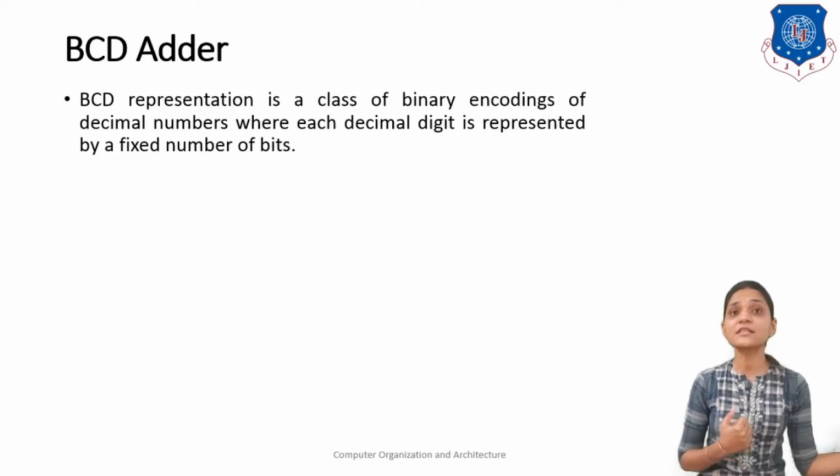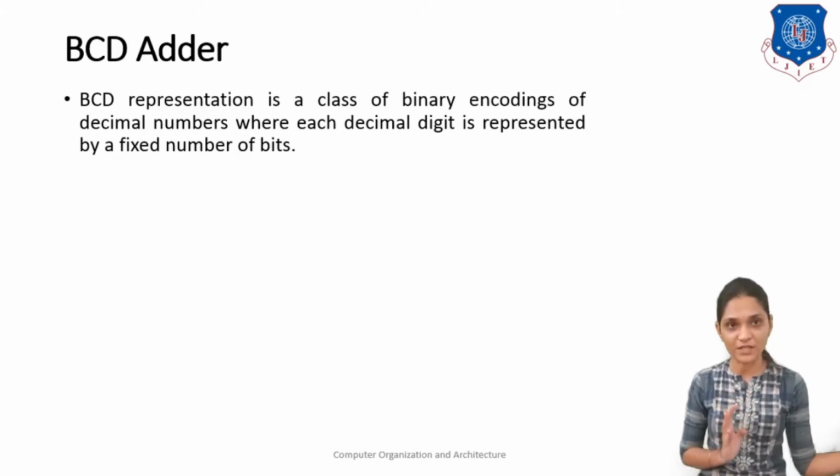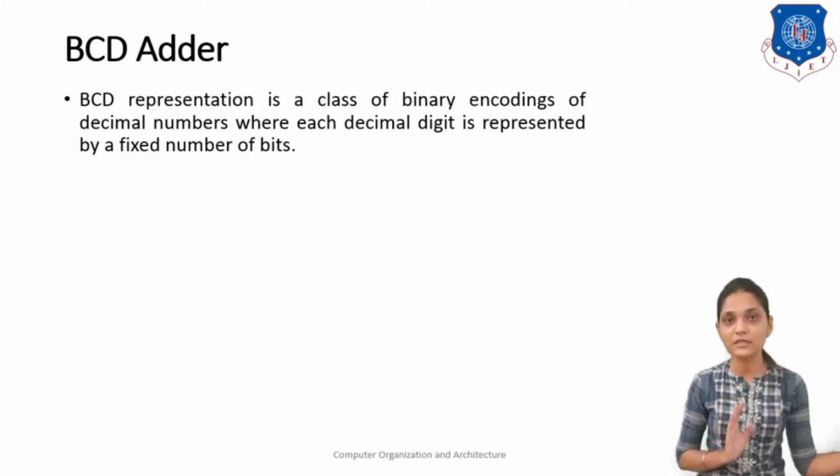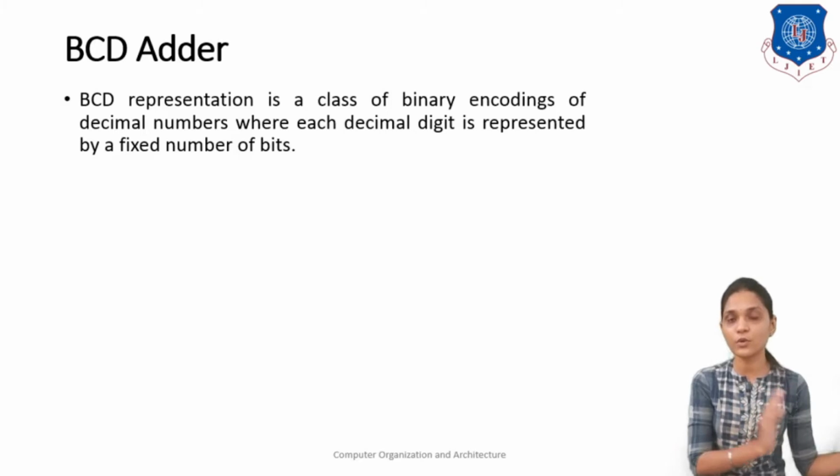The BCD representation is a class of binary encoding of a decimal number where each decimal digit is represented by a fixed number of bits, for example, 4 bits. So we are representing the numbers 0 to 9 by using a bit pattern of 4 bits: for 0, 0000; for 1, 0001; for 2, 0010, and so on.